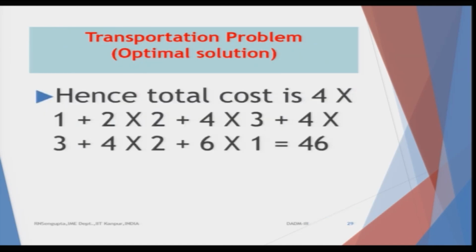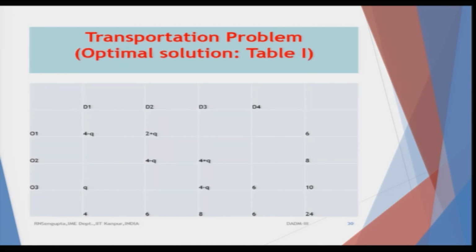Hence the total cost is the quantum multiplied by the per unit cost. So it will be 4 into 1 plus 2 into 2 plus 4 into 3. So 4 into 1 is 4, 2 into 2 is 4, 4 into 3 is 12, 4 into 3 is 12, 4 into 2 is 8, 6 into 1 is 6, and the total cost is 46.